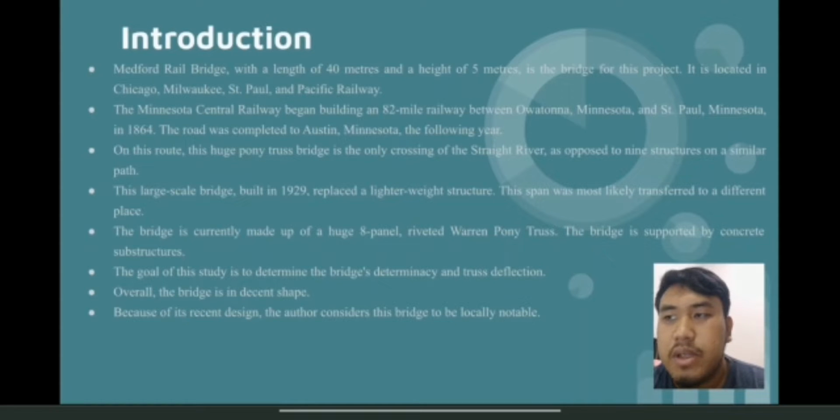The bridge is supported by concrete substructure. The goal of this study is to determine the bridge determinacy and truss deflection. Because of its recent design, the author considered this bridge to be locally notable.